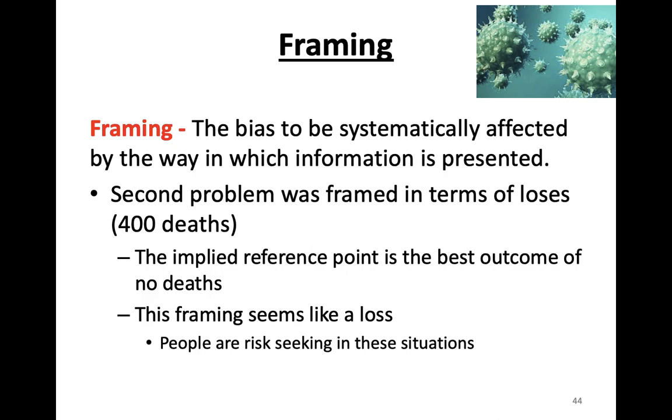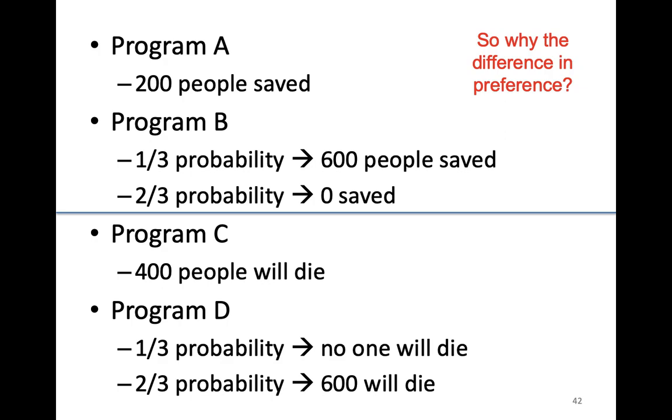That is, they take the probabilistic choice. That's why, going back here, we take program D. We go with the probabilistic options because we're hoping for the 1/3 probability that no one will die. Okay, it's kind of, you think about it like we're more willing to roll the dice.